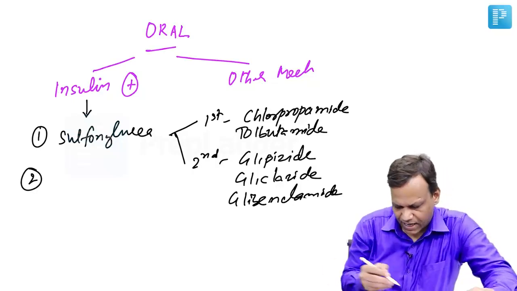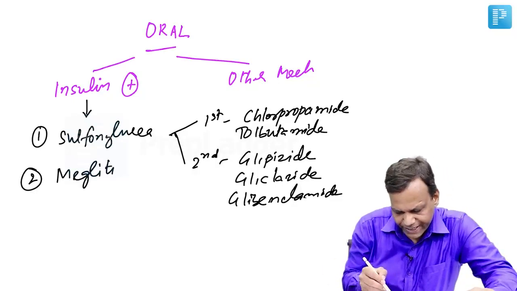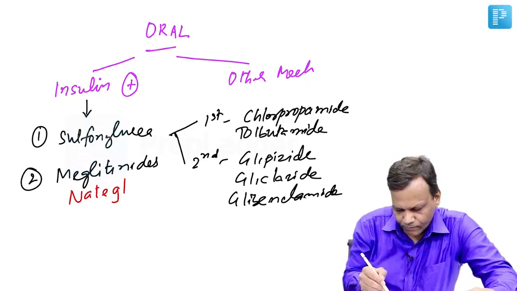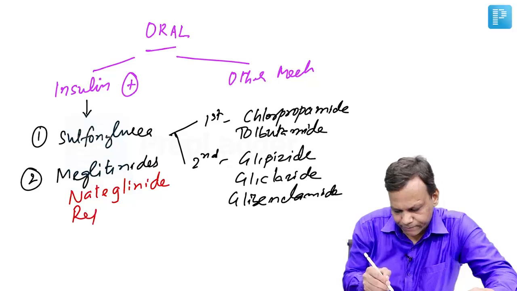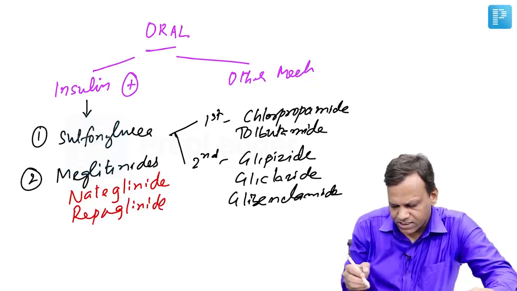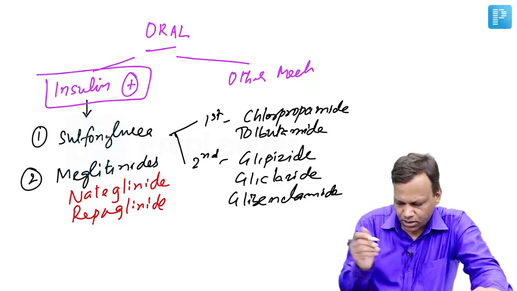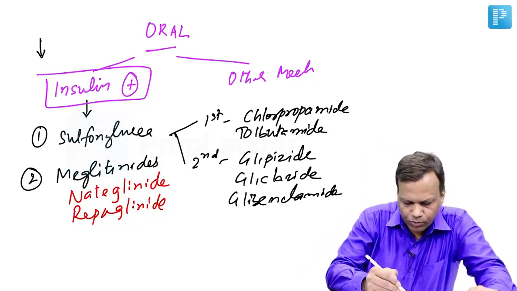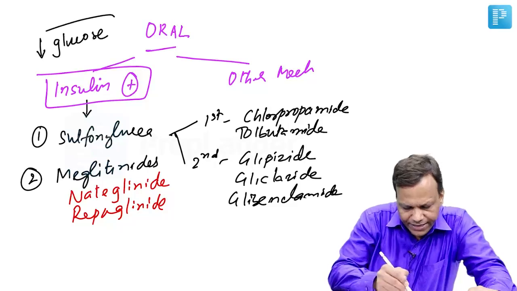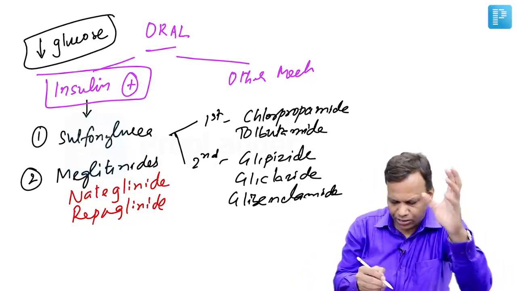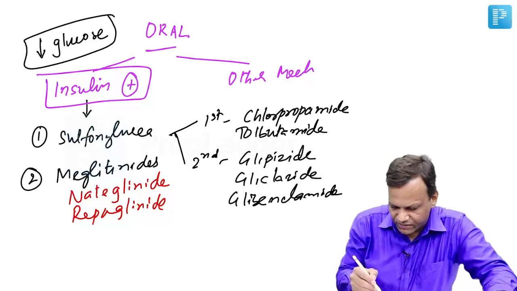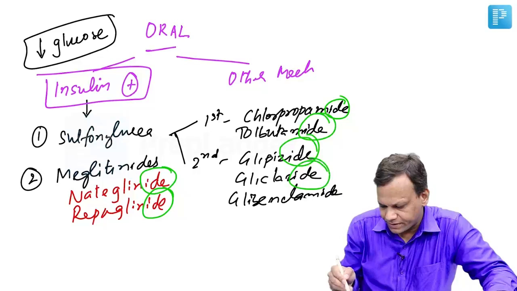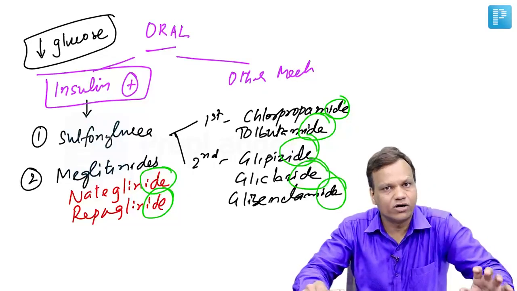Then the second group of drugs are the meglitinides, drugs like nateglinide and repaglinide. The common thing among all these drugs is that they secrete insulin. Because they are secreting insulin, they can cause the same side effect which insulin causes, that is hypoglycemia. So these are the anti-diabetic drugs which can cause hypoglycemia, and you can find that all these drugs have names ending with ide. The drugs whose name ends with ide will cause hypoglycemia.